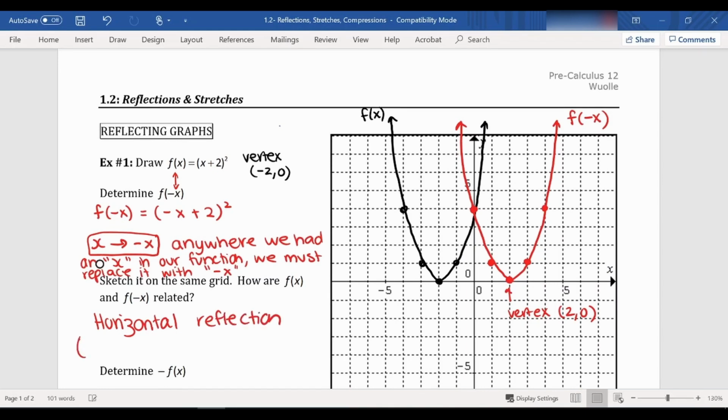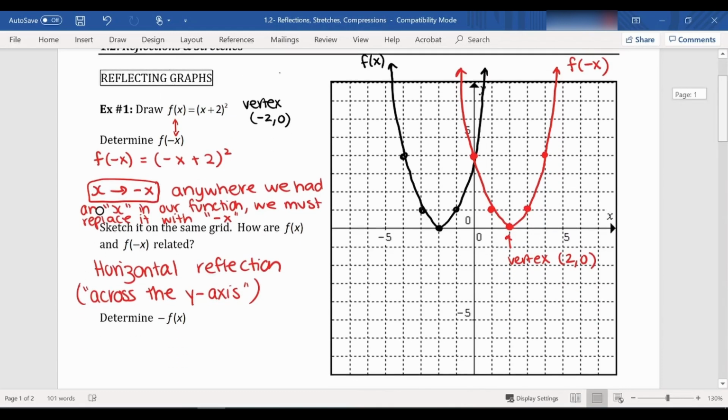Or we can say it reflects across the y-axis. The y-axis is acting like our mirror here. In the textbook, it might say in the y-axis instead of across. It's the same thing. Okay? If the y-axis is what you're flipping across, that is a horizontal reflection.